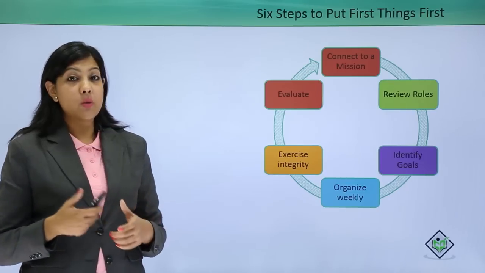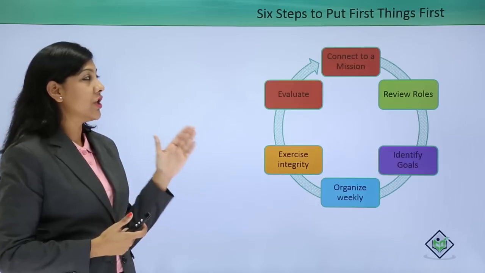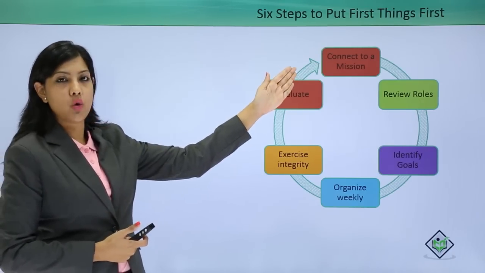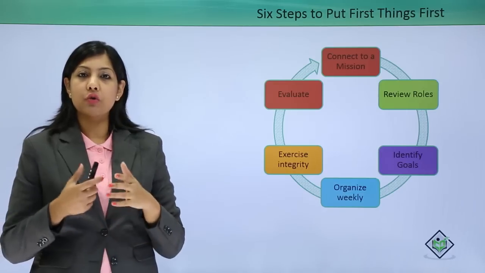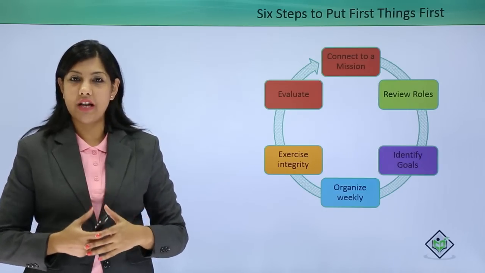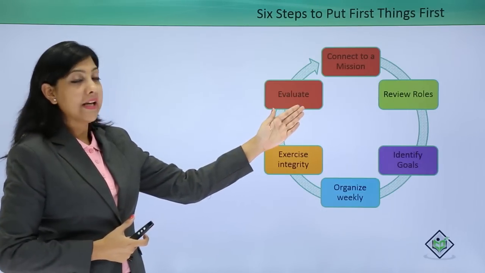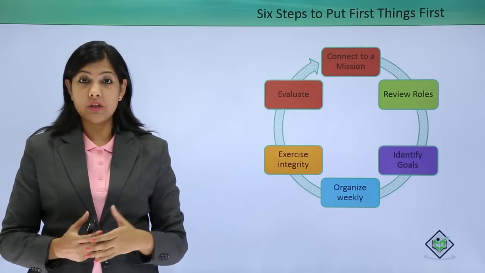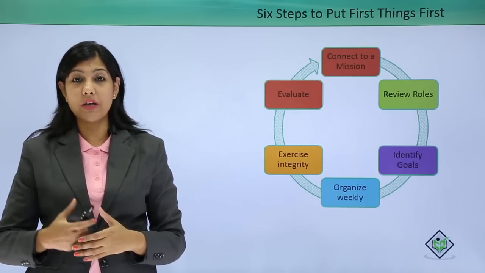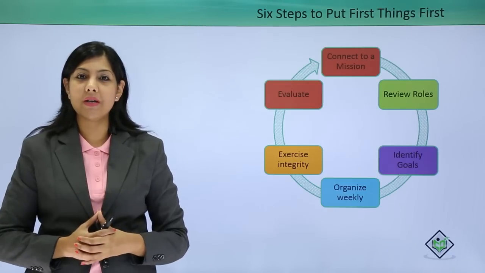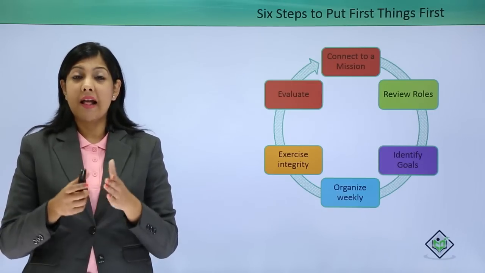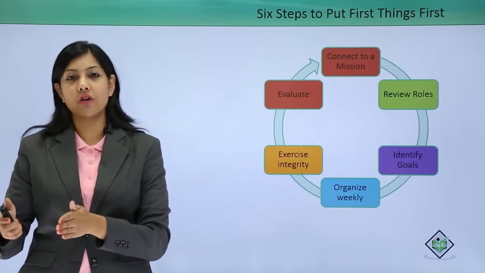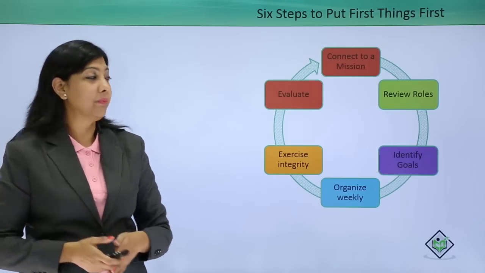Well, there are 6 ways or 6 steps to help you achieve this time management, or putting first things first. It's important to connect to a mission. As I mentioned before, you need to know where you're going and connect your life to that. Secondly, review roles. We all play a lot of roles in our life, of a student, of a parent, of an employee, of a boss, whichever role you may be in. It's important to understand these are the roles of your life and you need to satisfy each and every role of your life in a good manner and a proper manner.